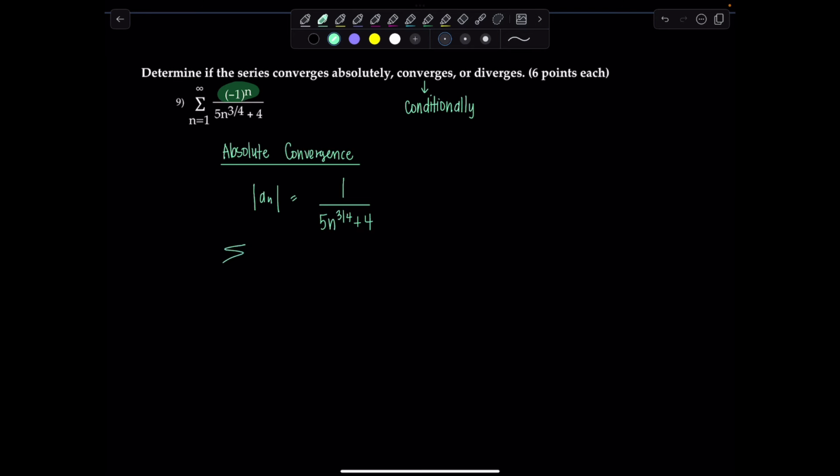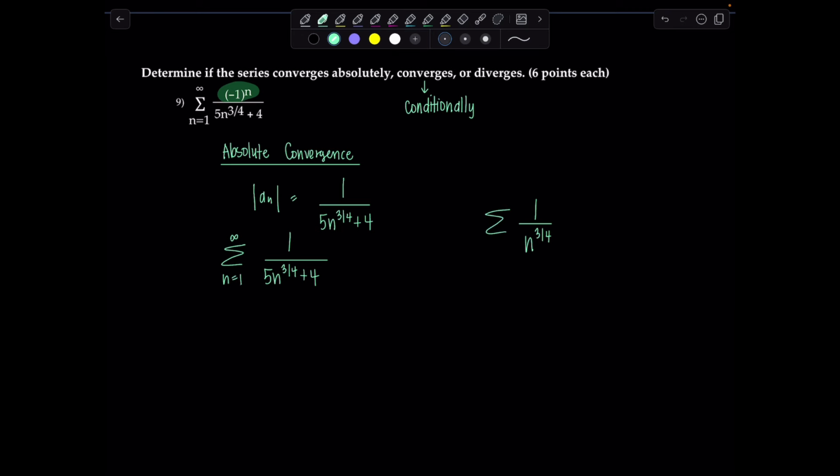So what do we think is going on with the sum, n equals 1 to infinity, of 1 over 5n to the 3/4 plus 4? I always look at the highest degree term in the numerator and denominator. In this case, all I'm looking at is that we have 1 over n to the 3/4, basically. Strip away all the extra. It's not going to do a whole lot when it comes to convergence or divergence.